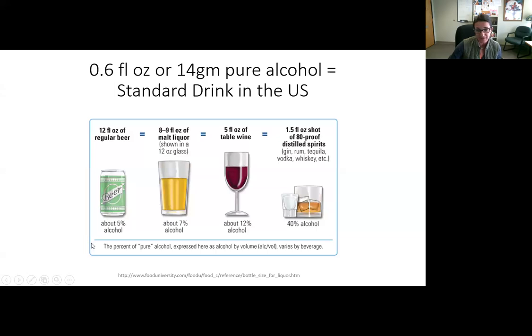And so, for instance, if someone's reporting that they drink 4 beers in a day, you want to know, is that a 12 ounce, for instance, because that would be the standard drink size, and then you would adjust it based on the amount that they're actually drinking.